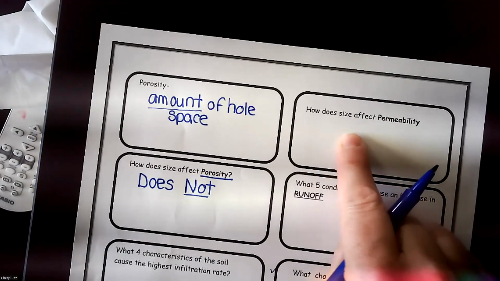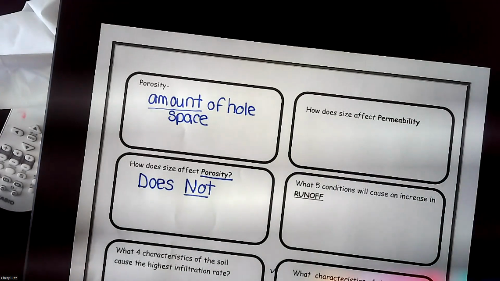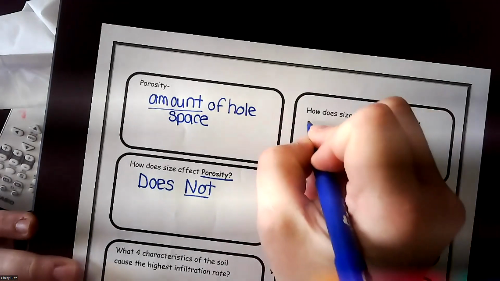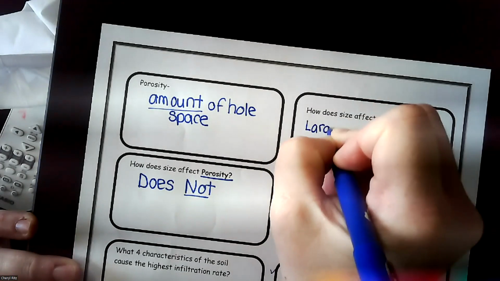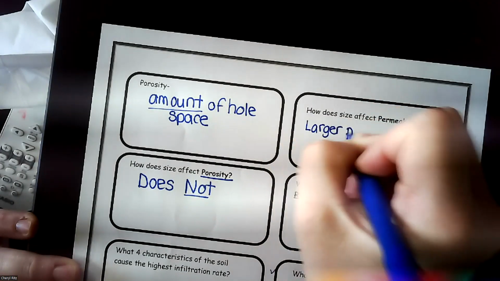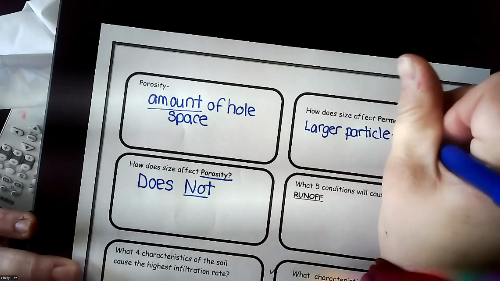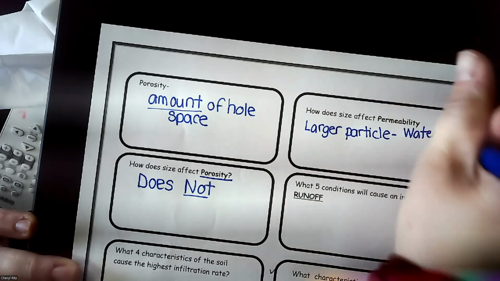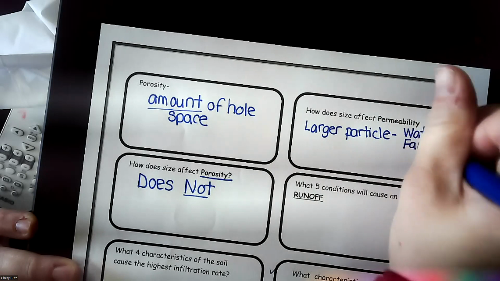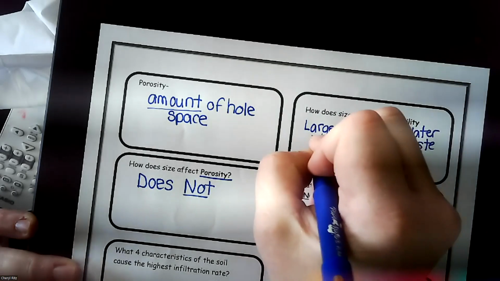Speaking of, let's go up and do, how does size affect permeability? What happens if we have larger particles? Okay, water goes faster through, or higher permeability.